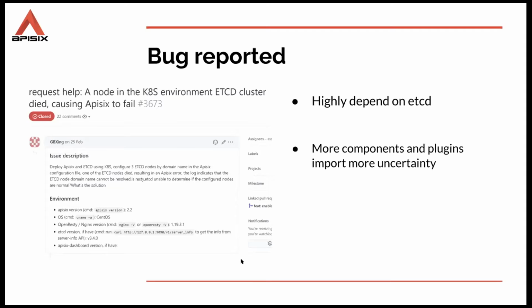Another reason we import Chaos Mesh is, like I talked about before, we have 50 plus plugins. Most of them rely on some other components, like I showed before, Prometheus or Kafka. So more components import more uncertainty. We need to make sure if some place breaks, the whole system could stay the same, or at least report some useful errors.